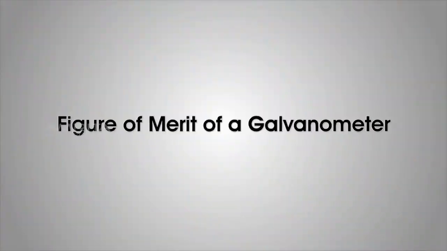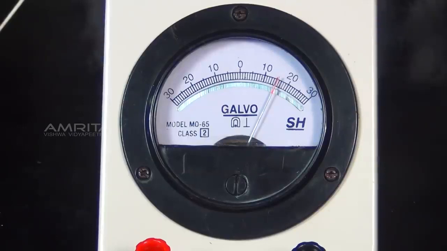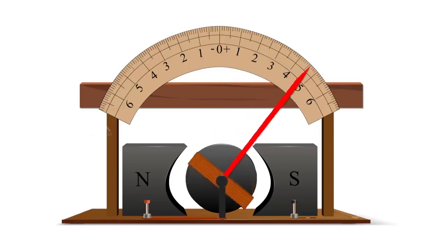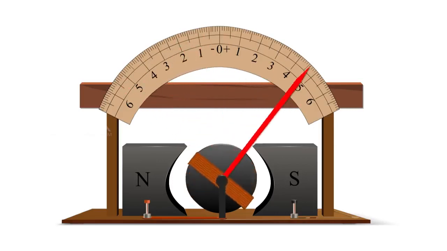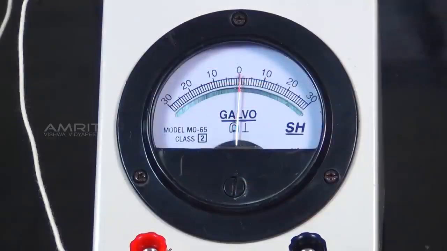Figure of merit of a galvanometer. The galvanometer is a device used to detect feeble electric currents in a circuit. It consists of a coil suspended between the poles of a powerful magnet. As current passes through the coil, it deflects. It can be detected from the deflection on the galvanometer needle. The deflection is proportional to the current passed through it.